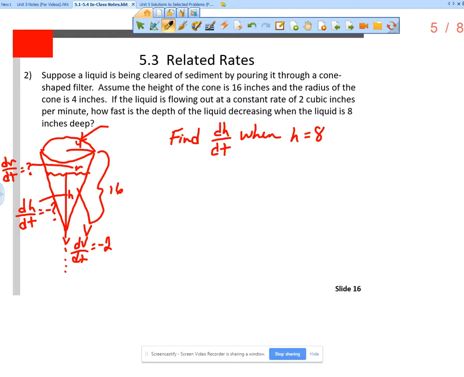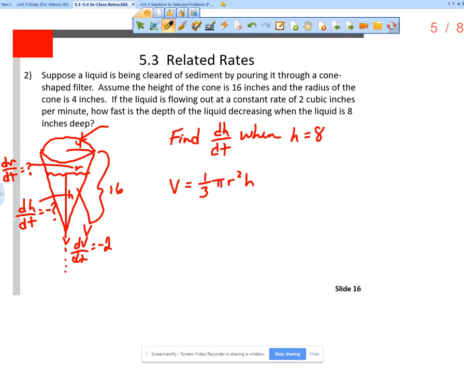Now we need to write an equation relating the variables. What are our variables? Well, h, r, and V. The volume of a cone is 1/3 pi r squared h. You may remember that, maybe you don't. You would have covered that in geometry. Don't worry if that's not something you remember off the top of your head. So V equals 1/3 pi r squared h.